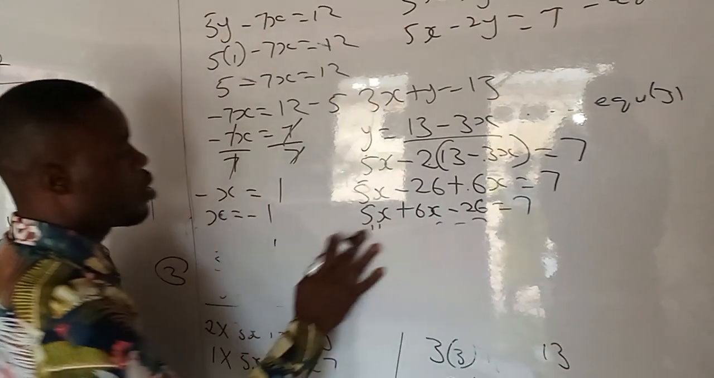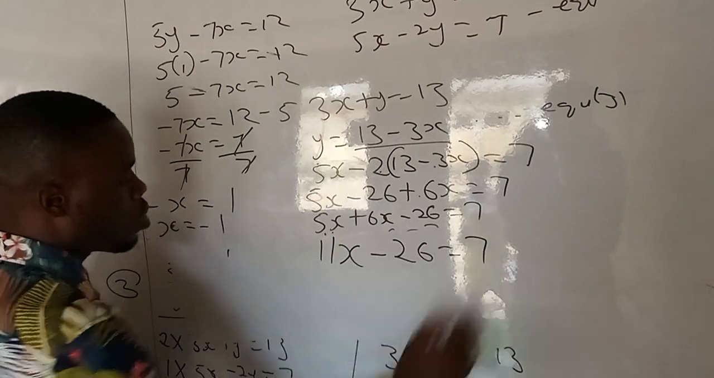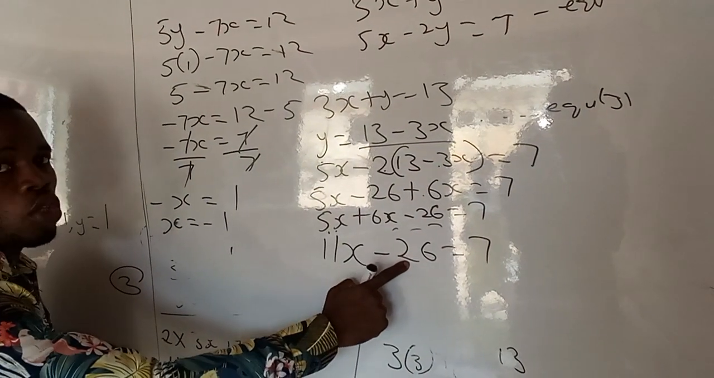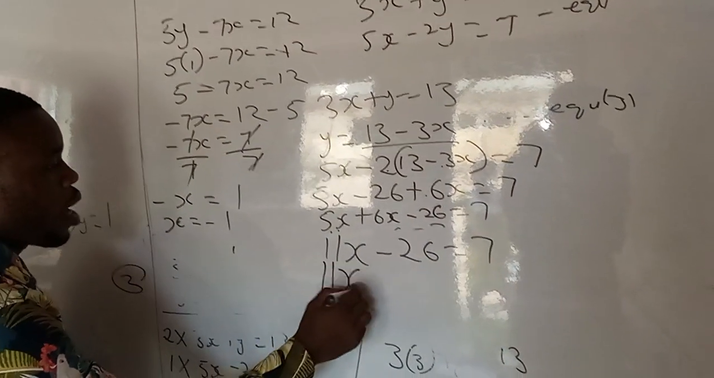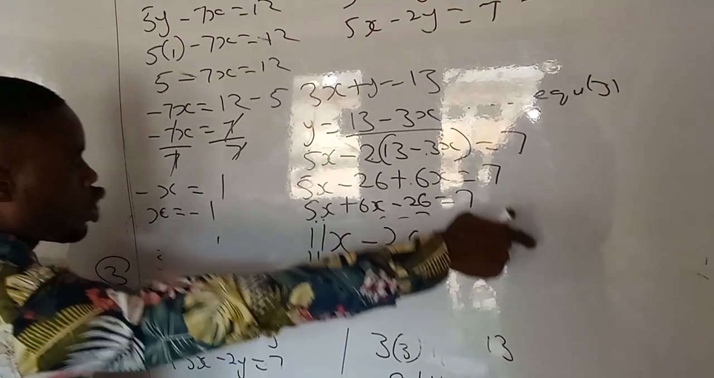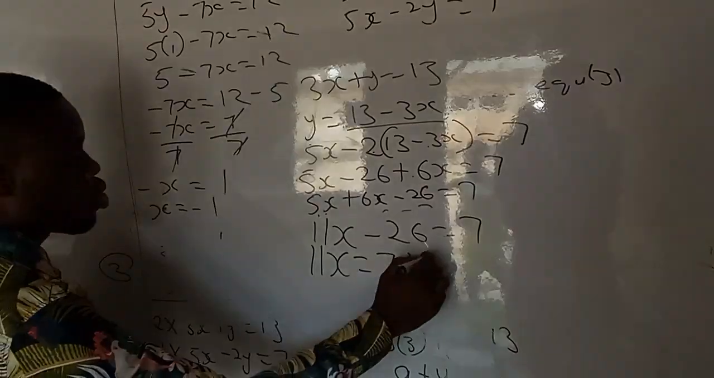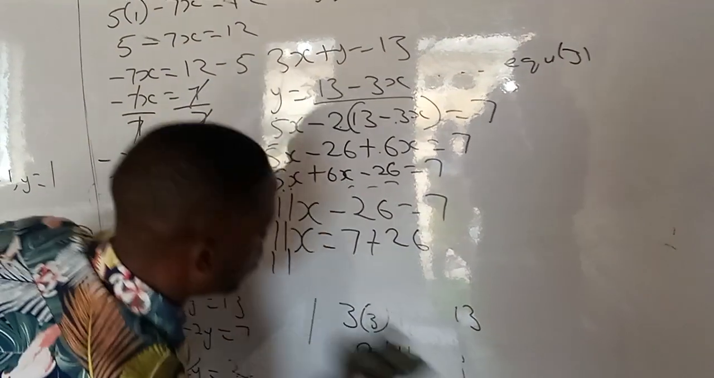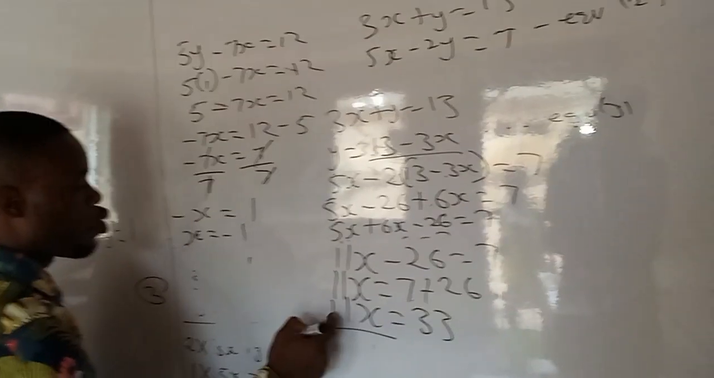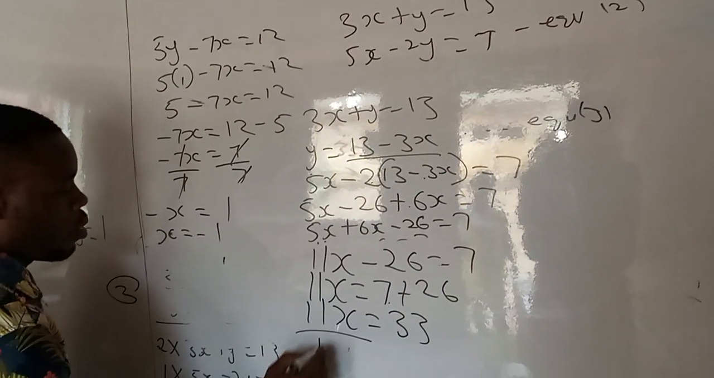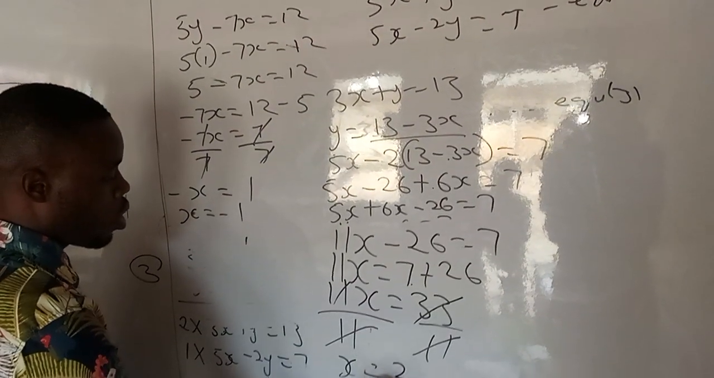So we have 11x minus 26 equals 7. We are collecting like terms. Remember, this one does not have x. This one does not have x. So this will go to the back of this, which will give you 11x equals 7. Minus will change to plus, because there is an invisible minus, so minus times minus gives you plus 26. So 11x equals 33. We divide both sides by the coefficient of 11. So x is equal to 33 over 11, which gives you 3.